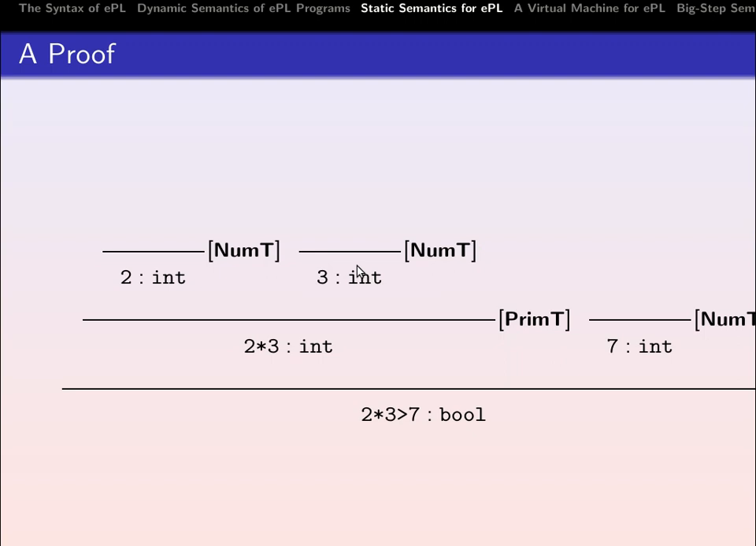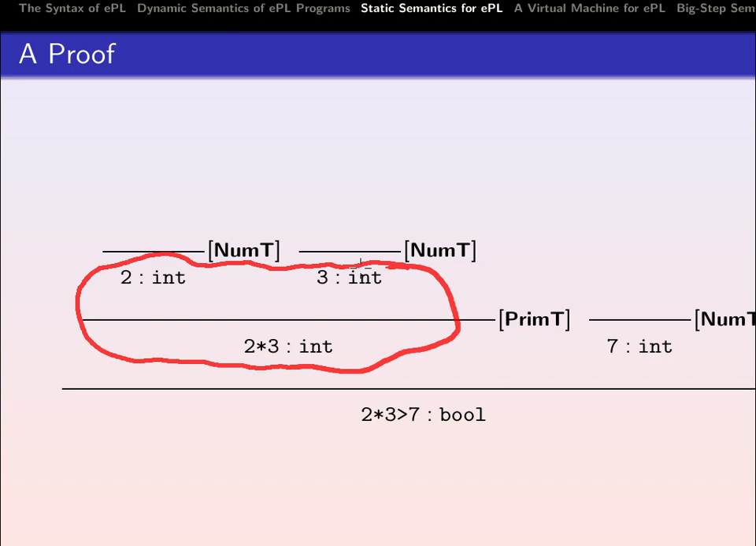So all right, I'm going to draw with all the misgivings of the drawing system. If I look at this, right? This is an instance of the prim t rule, right? So 2 has type int, 3 has type int. Therefore, 2 times 3, according to the table, has type int.